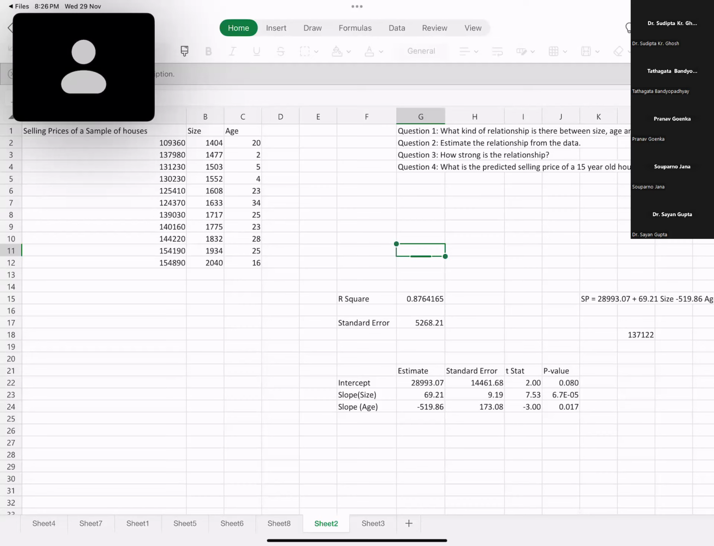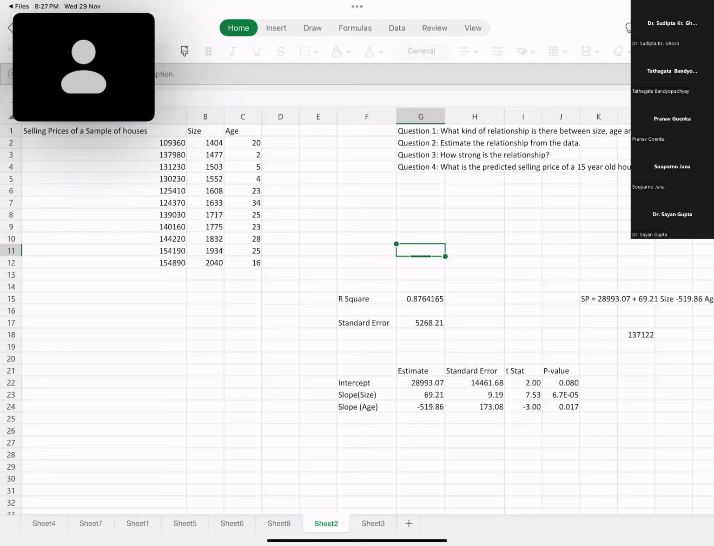So the question is, now we have again 4 questions. What kind of relationship is there between size and age and selling price? Okay. So what your domain knowledge is saying, intuitively what we saw, if size increases, the selling price tends to increase. And if age increases, the selling price would tend to decrease, okay? Older houses are cheaper, okay?